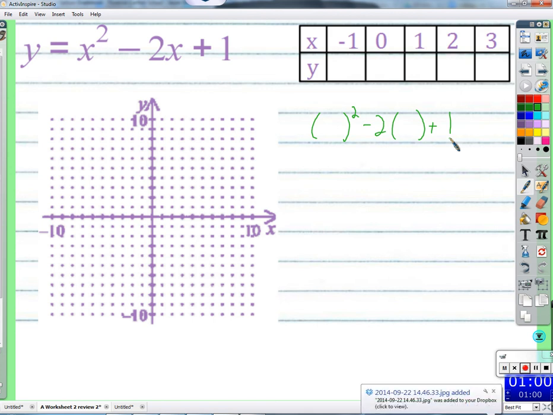All right. So let's start with negative one. Plug in negative one. Squared, that's going to be positive one. We're going to add two, because negative two times negative one is positive two. We'll add two. Plus one, that's four. Negative one, four. Zero. You're going to give us one, right? Zero squared minus two times zero, that's zero. Plus one is one. Plug in one. So you get 1 squared is 1 minus 2 plus 1.